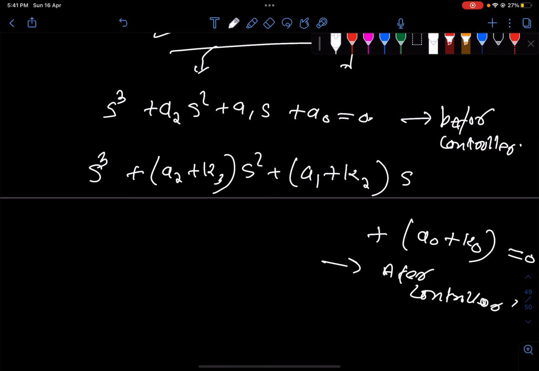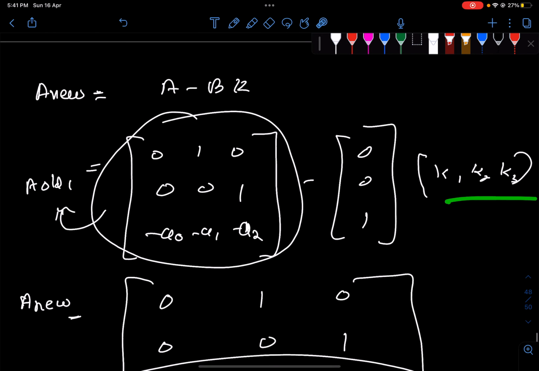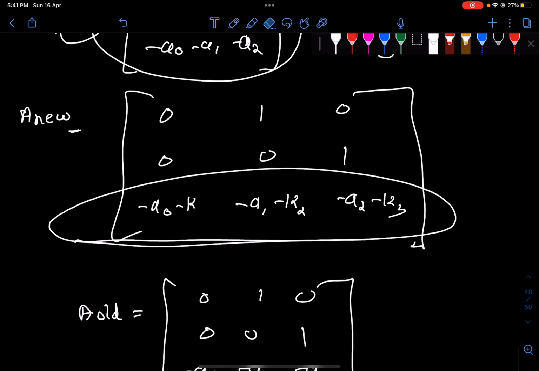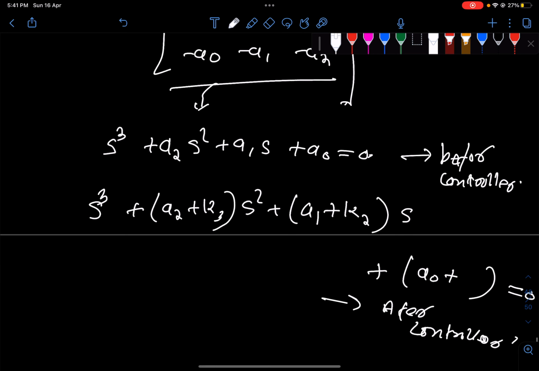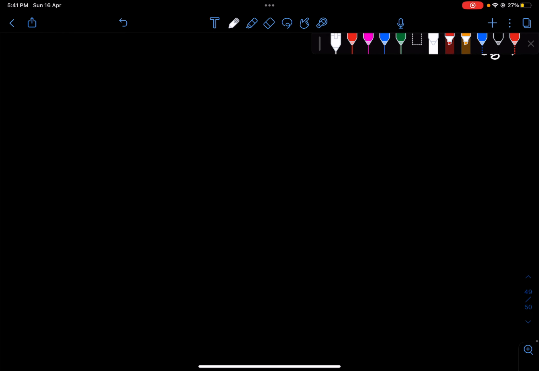Okay, otherwise it's very difficult for you, I think. Instead of k1, k2, k3, I will note it down as k0, k1, k2. That's easier to pronounce. So with a0 I will add k0, with a1 k1, and with a2 k2. That is the characteristic equation after the introduction of the controller.